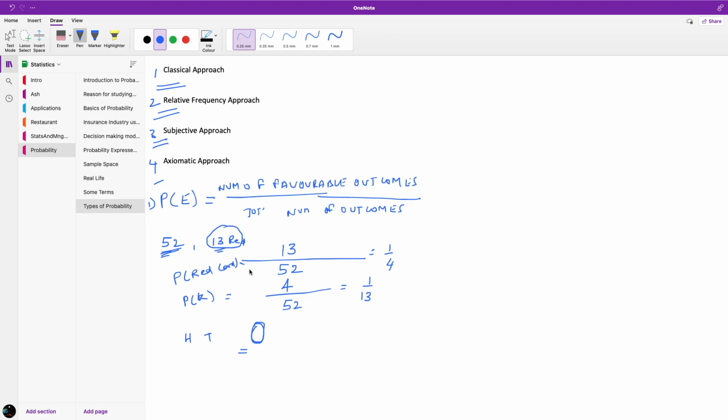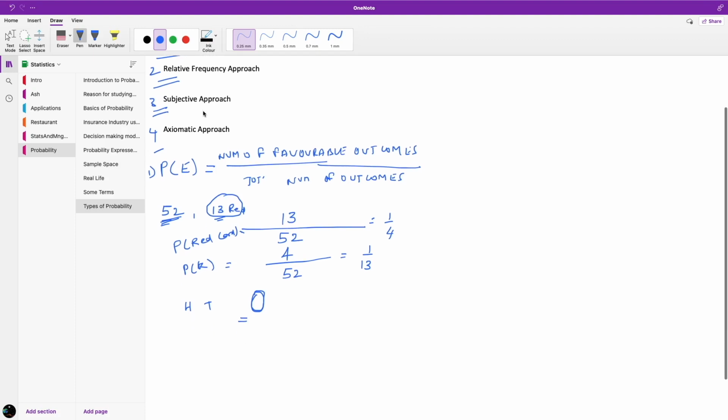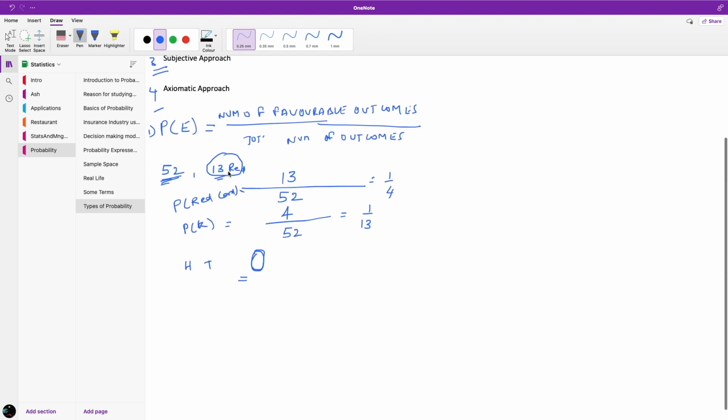In that case there is another approach called the relative frequency approach. What is this relative frequency approach? Before we go to relative frequency, let us go back to the classical approach. In the classical approach, we are able to calculate the probability without actually doing the experiment. With the information we have, we are calculating the probabilities. But this may not always be possible in real life.